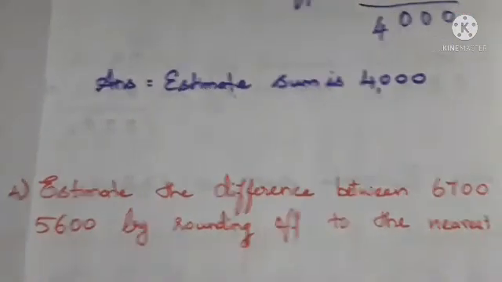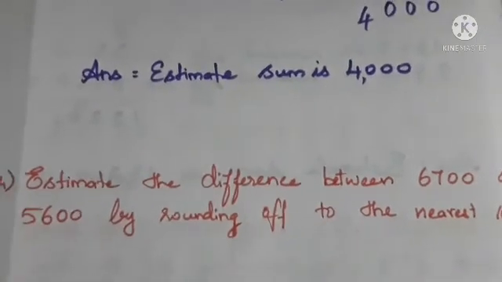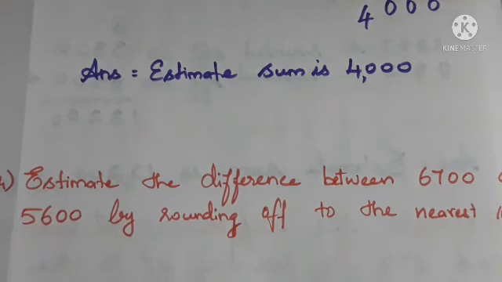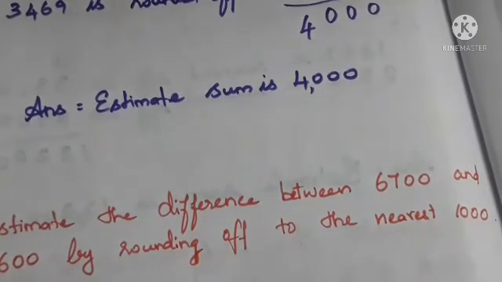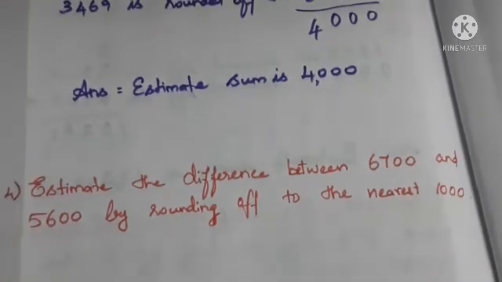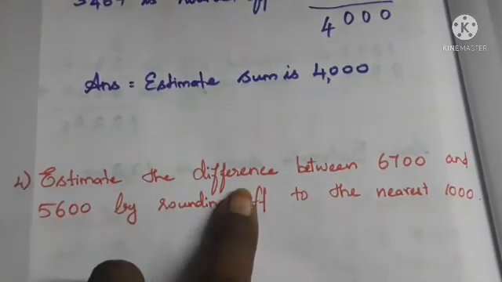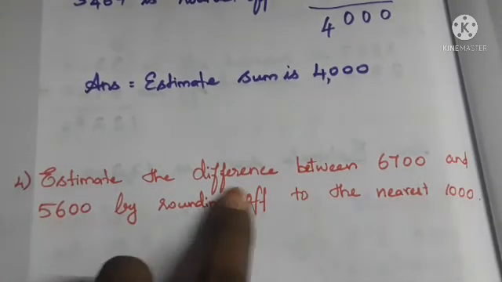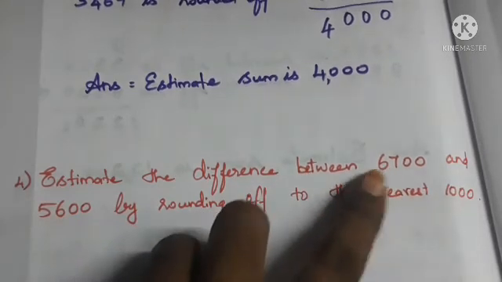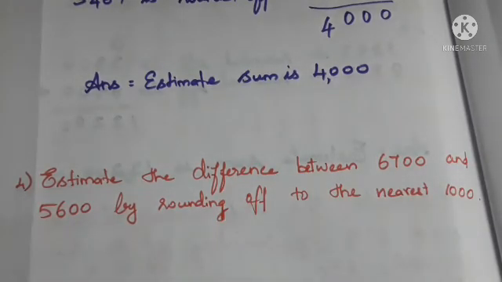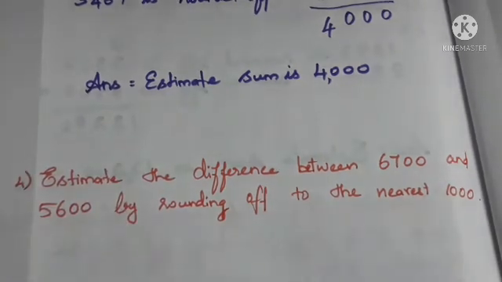We have to estimate the difference between 6700 and 5600 by rounding off to the nearest 1000. Okay, nearest 1000. See once again, estimate the difference. We have to find the difference between 6700 and 5600 by rounding off to the nearest thousand, like the previous question, the third question. Okay, so we can write it.